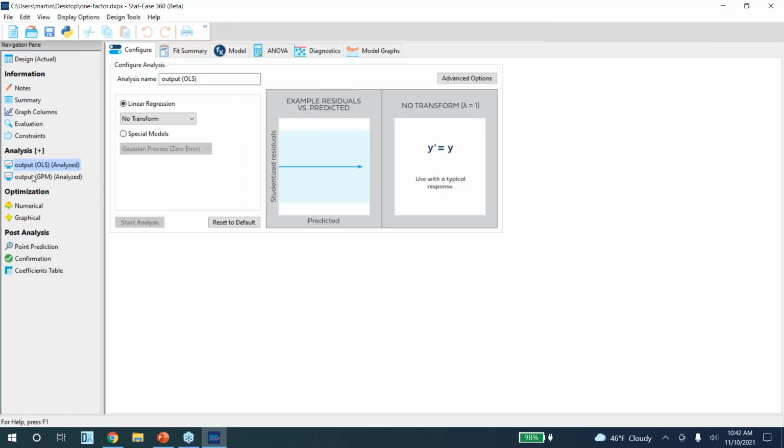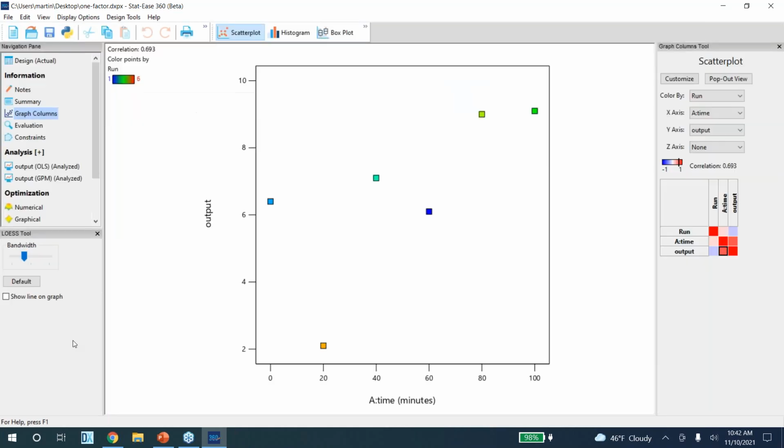What you can do in Design Expert 13 and beyond, and in Statist 360, is do multiple analyses now. If you go to analysis and click this plus button, you can analyze a bunch of different models and compare them. That's what I'm going to do here, because I want to see how the Gaussian process model does compared to, let's say, ordinary least squares. But first, I just want to see what the data looks like, so I'm going to look at graph columns. You can see that at a time of 0, I get 6.1. Then it oscillates and levels off as I get to 100.